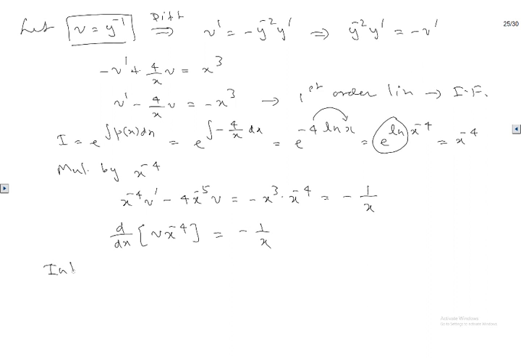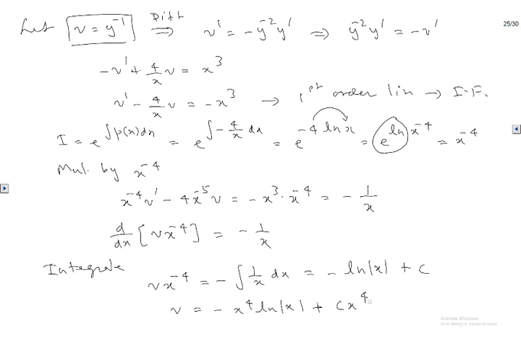Now we can integrate. If we integrate, we're going to see v x to the negative 4th equals the integral of negative 1 over x dx, which is negative ln x plus c. Now we're going to multiply by x to the 4th, and also we can substitute for v. So v equals negative x to the 4th ln x plus c x to the 4th. Okay. Now we know that since v equals y to the negative 1, we have y to the negative 1 equals x to the 4th. If you take x to the 4th as a factor, you can see c minus ln x. So we can write it like that.